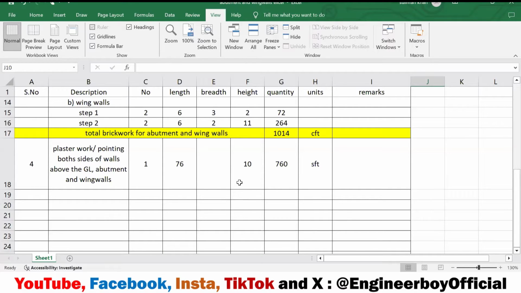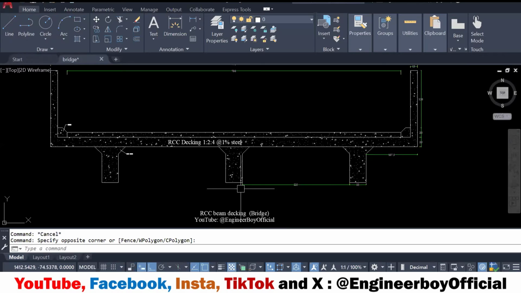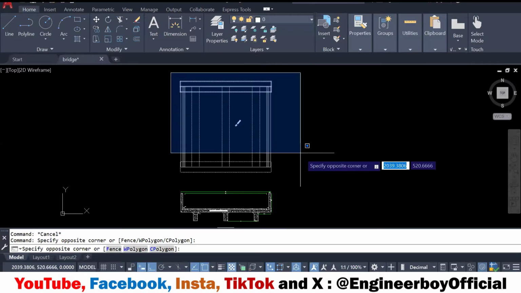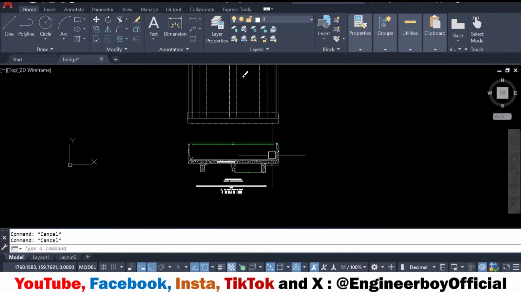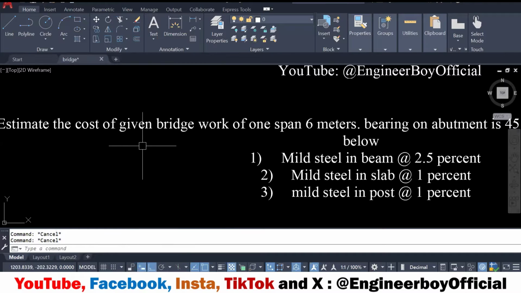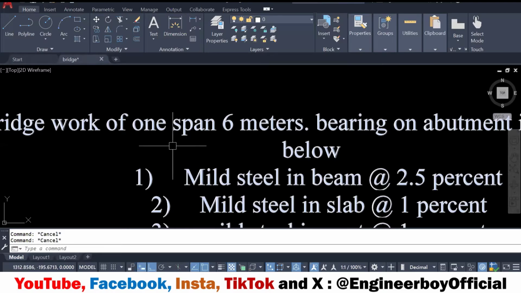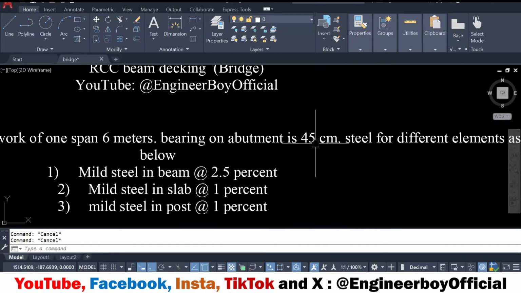Now, in the same session, we will be determining the abstract of quantities for the same bridge section. Only the section, and the dimensions and drawings are already known. As you can see, we are asked to estimate the cost. Remember, the cost estimation is required for the same bridge work. It is just a 6 meter span, one span only, and the bearings are 45.